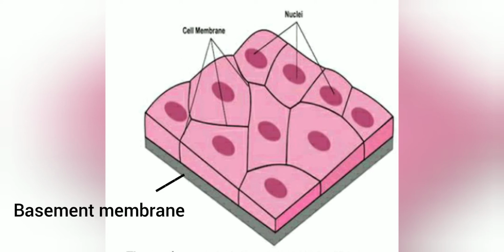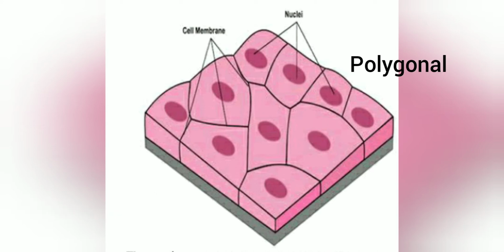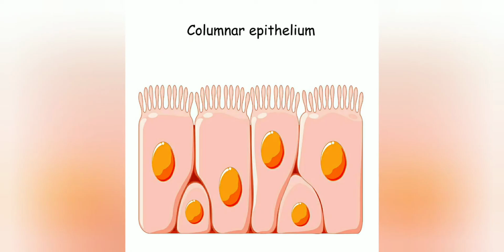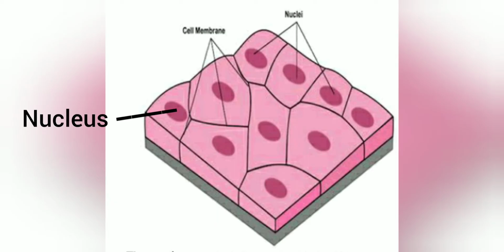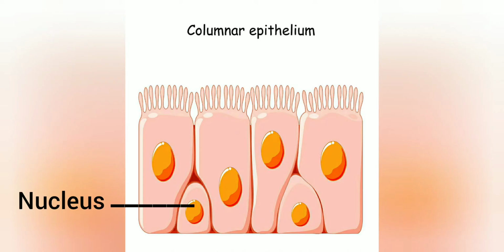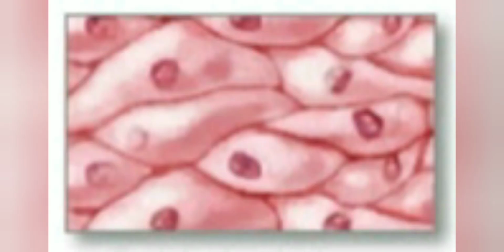Now these cells of epithelial tissue are polygonal, cuboidal or columnar in shape, and a single nucleus is present at the center or at the base depending upon the shape. This tissue is avascular. If I say the word avascular, that means it does not contain a vascular system. That means blood vessels are not present. And it has good capacity of regeneration. Regeneration means the ability to get reformed.